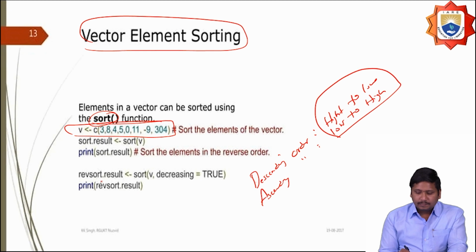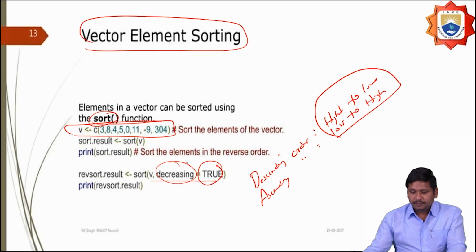For that, what I have to do is sort(v), which simply sorts the vector. If I want decreasing order, then I have to put decreasing as true, otherwise it should be false. So this is the attribute I'm going to use in the sort method.